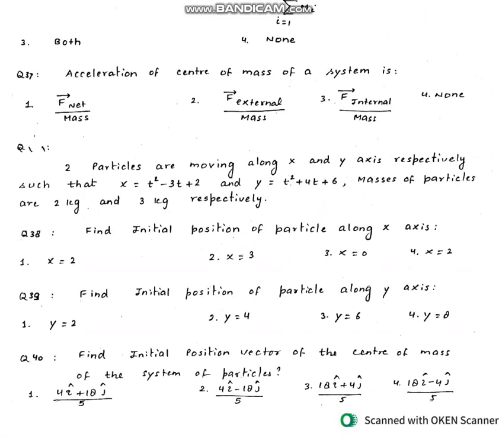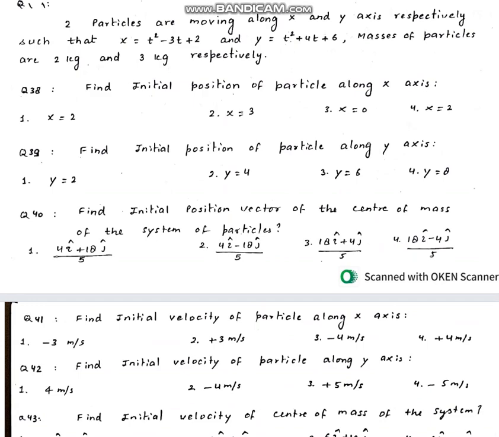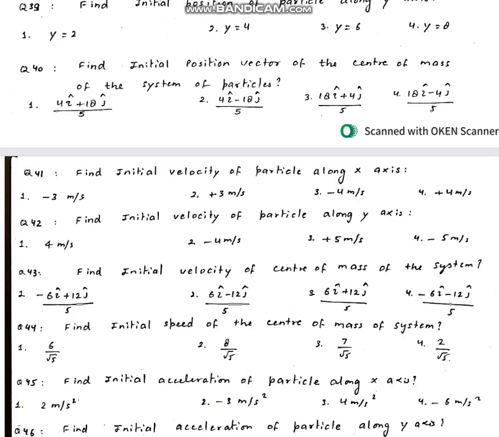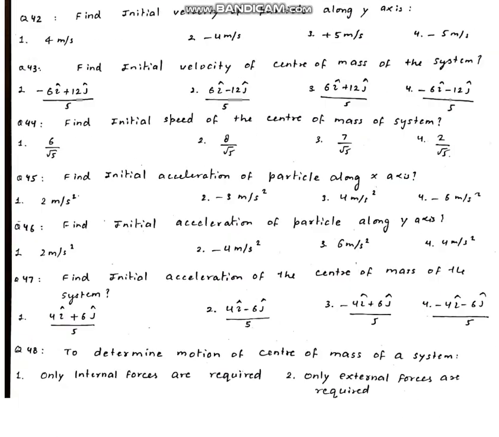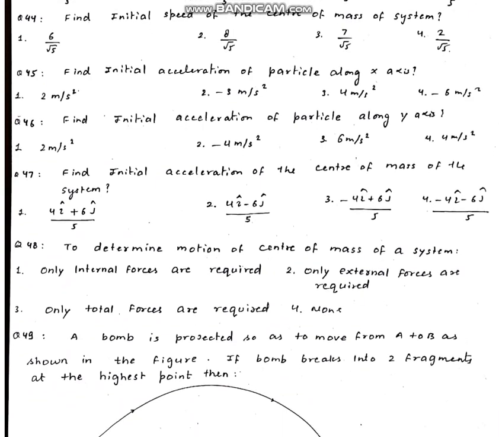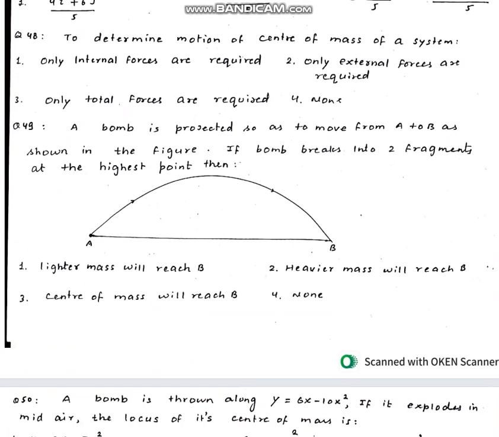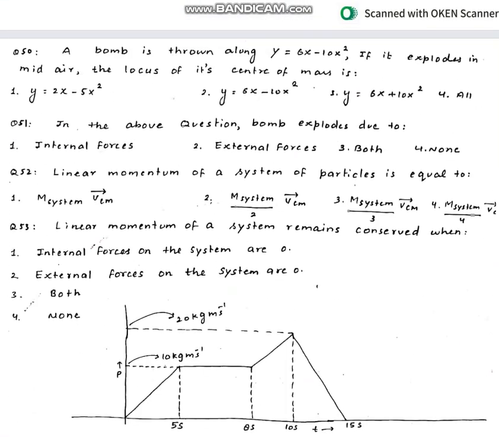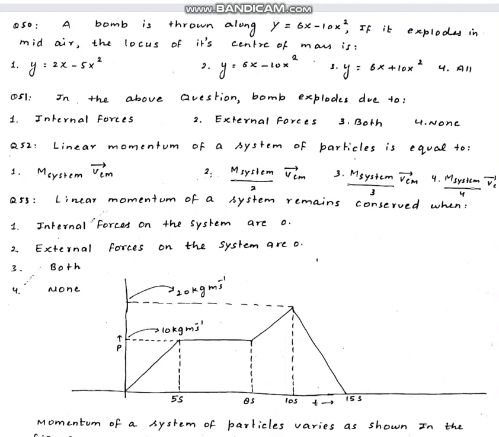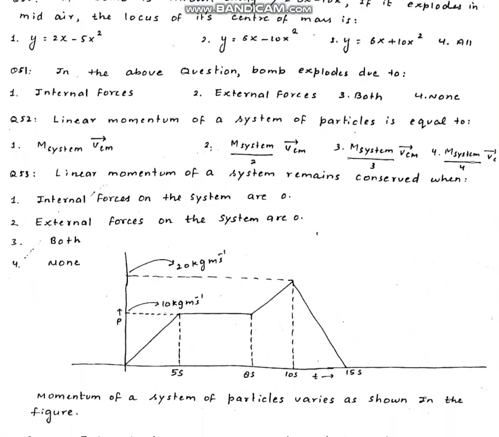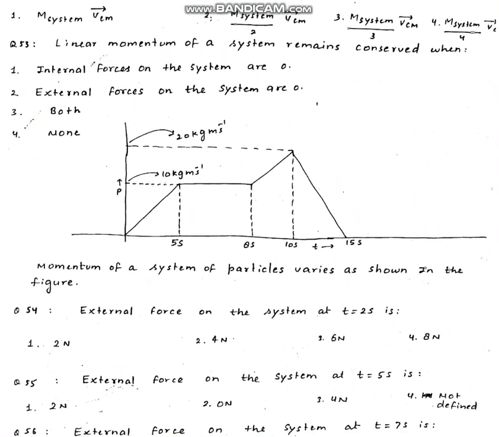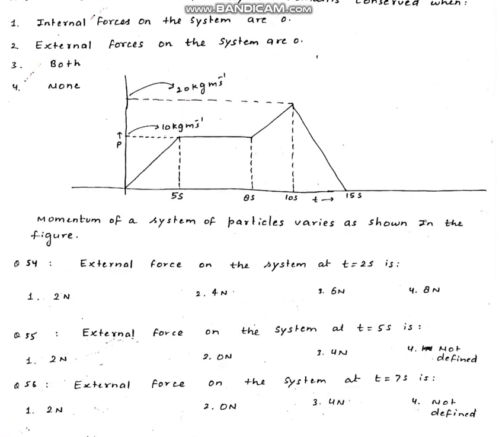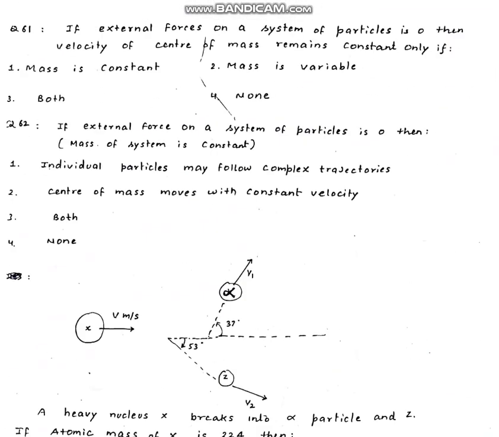Then we are given a question with coordinates of a particle. We need to find the initial position, then the center of mass, and then velocity and acceleration of the center of mass. Then we need to find about internal and external forces. Then we are given a question on the trajectory of a bomb. Then internal and external forces. Then we are given a momentum-time graph, and we need to find external force at different instants.